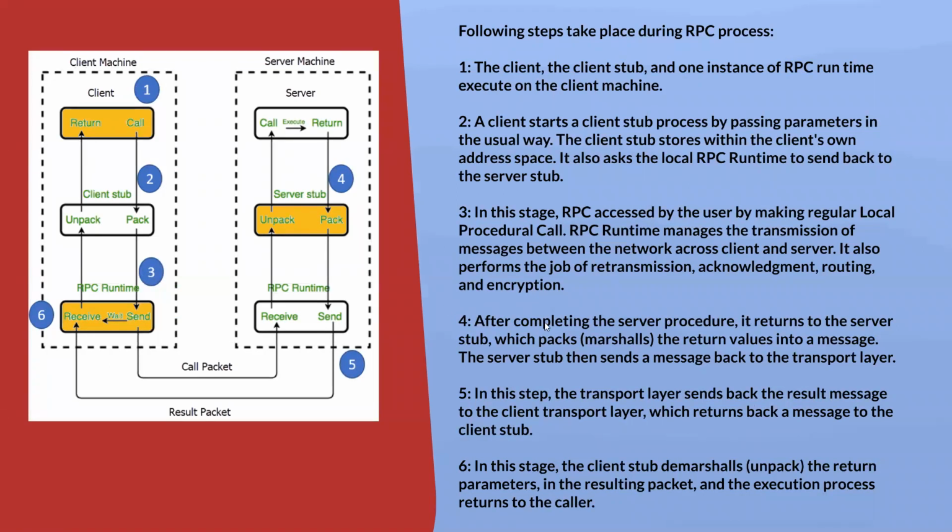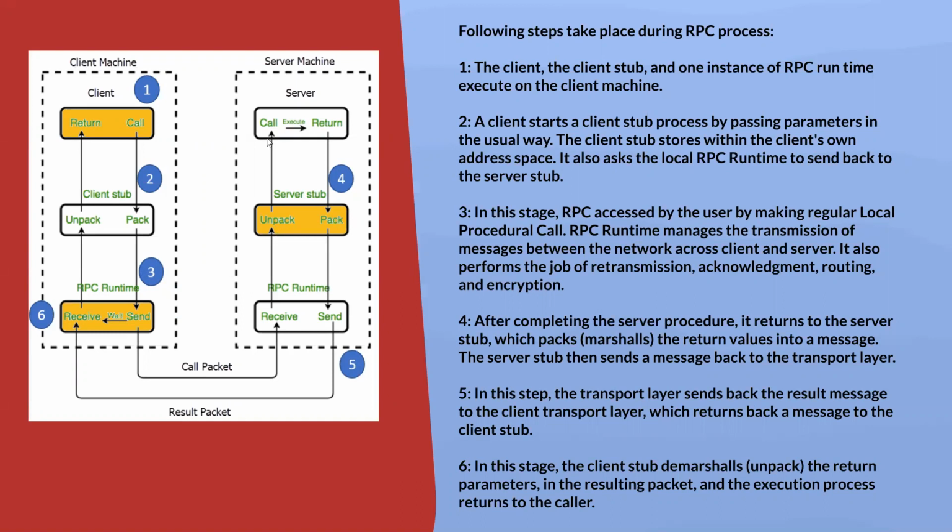So now in the fourth step, after completing the server procedure, it returns to the server stub, which packs or marshals the return values into a message. The server stub then sends the message back to the transport layer. So my client machine's RPC runtime was requested to send this to the server machine. So here you can see the call packet is given to the receive instance of the RPC runtime in the server machine. Then the server stub unpacks or unmarshals the message.